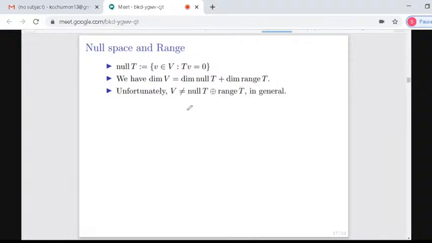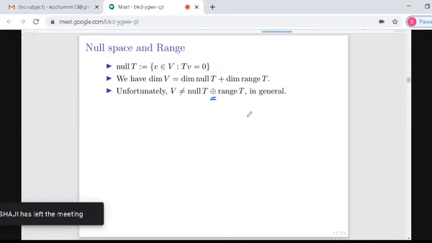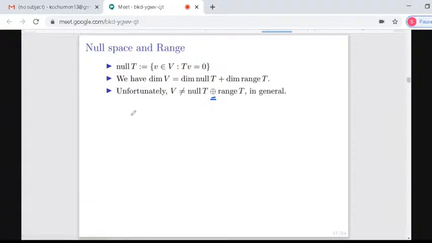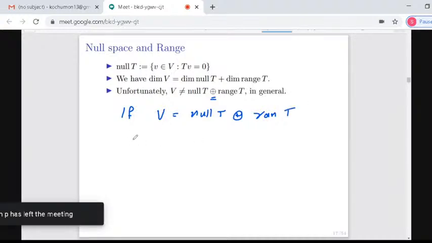Unfortunately, we don't have V equal to the null space of T direct sum the range of T in general. This is unfortunate because if V was equal to the null space of T direct sum the range of T, then I could write the matrix of T with respect to this: start with a basis for the null space of T, extend it as a basis of the null space plus the range of T. Then I can write the matrix of T.